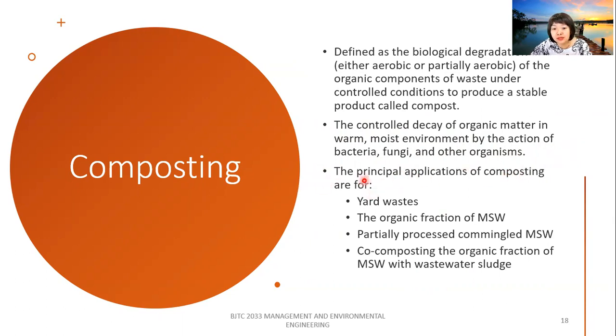The principal applications of composting are yard waste from your gardens, all those trees and leaves that you cut, which usually you burn, right? After this, you can try to do composting at your homes. Then the organic fractions from municipal solid waste, like the fruit skins and vegetables that you cut off because of yellow spots on the leaf, so you would like to throw them away. Then partially processed commingled waste, and co-composting of organic fractions with wastewater sludge.